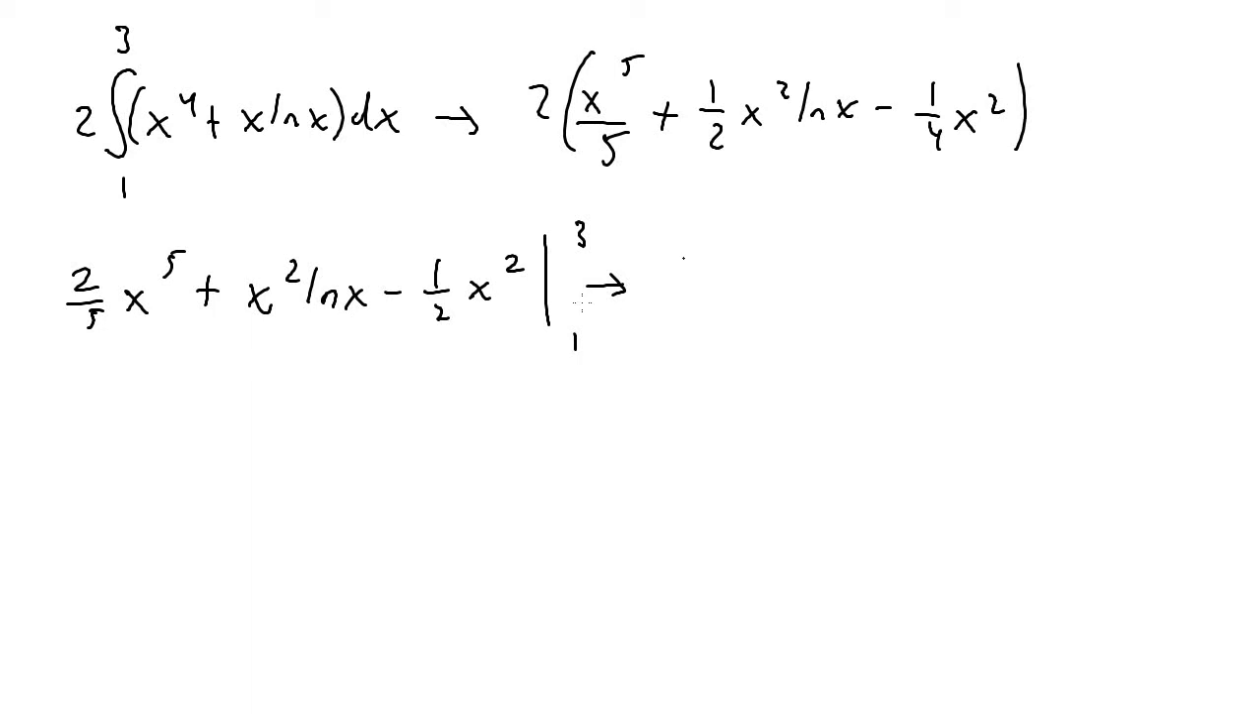So then when I plug in 3, I should just write that down here. When we plug in 3, we'll get 2/5 times 3 to the 5th. And if I use my calculator, 3 to the 5th is going to be 243, plus 3 squared, 9 times ln of 3, and then minus 1/2 times 3 squared, so then 9/2.